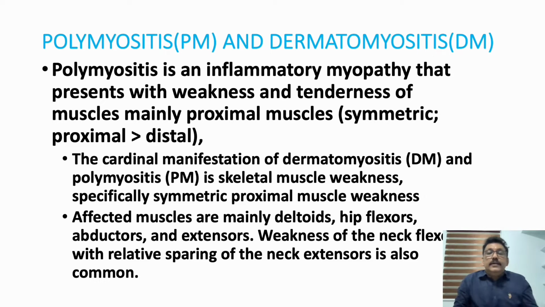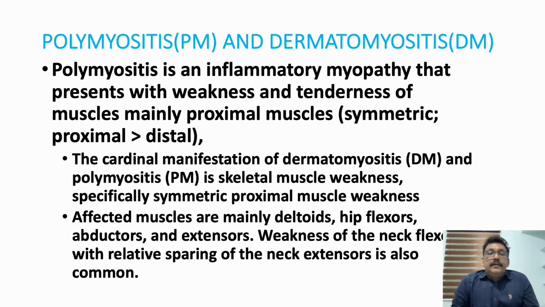weakness. It occurs mainly in the proximal group of muscles. The myopathy is symmetrical, bilaterally you can see the same group of muscles involved, and the proximal muscles are predominantly involved, proximal more than distal. Distal muscle involvement is very rare in polymyositis, but rarely some types of myositis like inclusion body myositis can have distal weakness also. Normally proximal weakness is more than distal weakness.